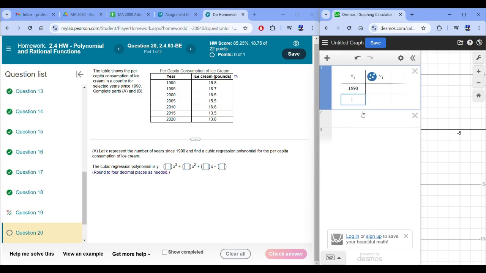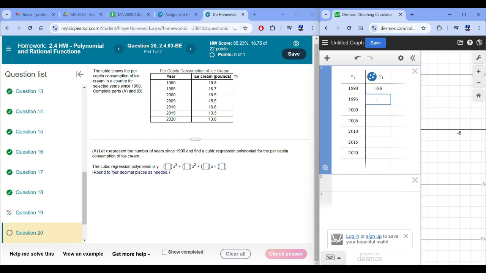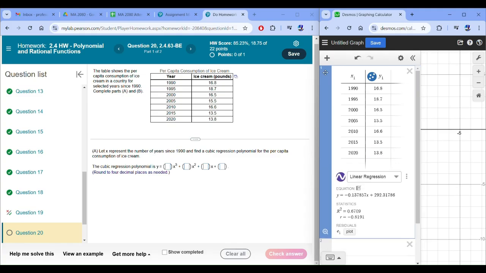Let's do 1990, 1995, 2000, 2005, 2010, 2015, 2020. And now I can go to this table over here, and I should be able to do 16.8, and then it's going to be 18.7, followed by 16.5, followed by 15.5, followed by 16.6, followed by 13.5, followed by 13.8.